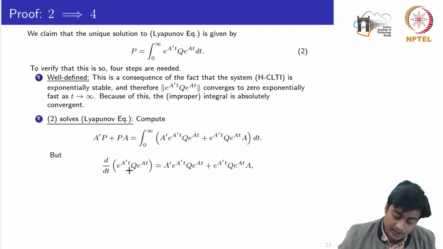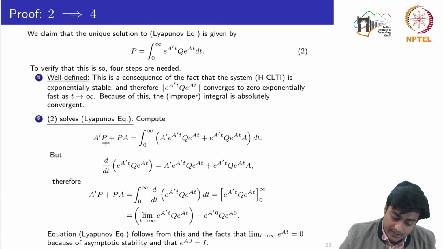But on the other hand, if I compute the derivative of this quadratic form, this would be equal to this one, which is nothing but equal to this thing. So I can replace this whole term by the derivative of this quadratic form. Therefore I can write the left hand side of the Lyapunov equation as the integral from 0 to infinity of this part, because this part has been replaced by the derivative of the quadratic form, and this you can compute by taking the value at 0 or by computing the value at infinity.